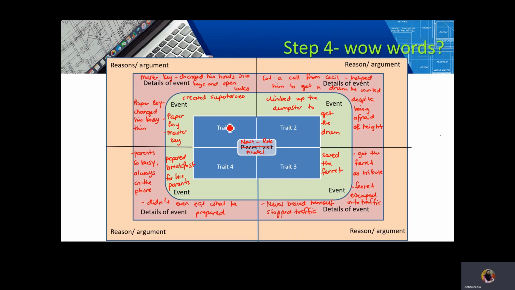So having said that he is creative because he created superheroes, Paperboy, Master Key that can change his hands into keys, open locks, Paperboy. Okay, so what do you think can justify to say he is a good role model? Okay, all right. Well, we can say that he is persistent in creating things. Okay, we can also say that he thinks outside the box.